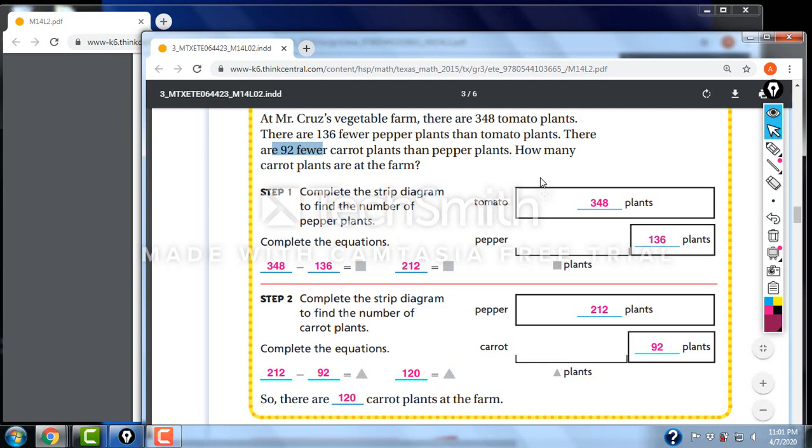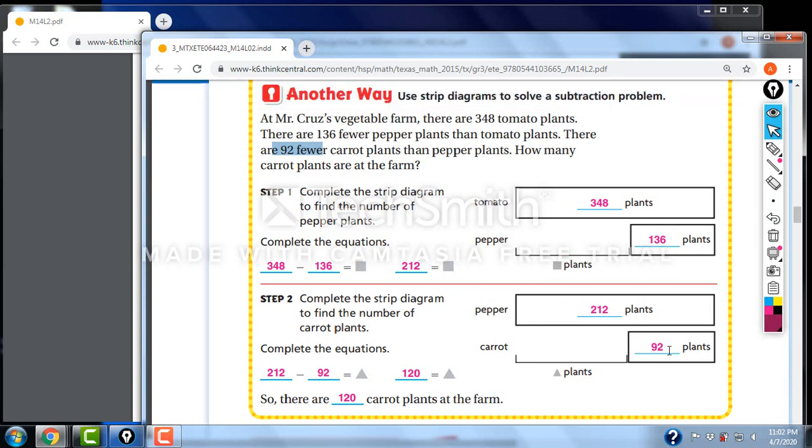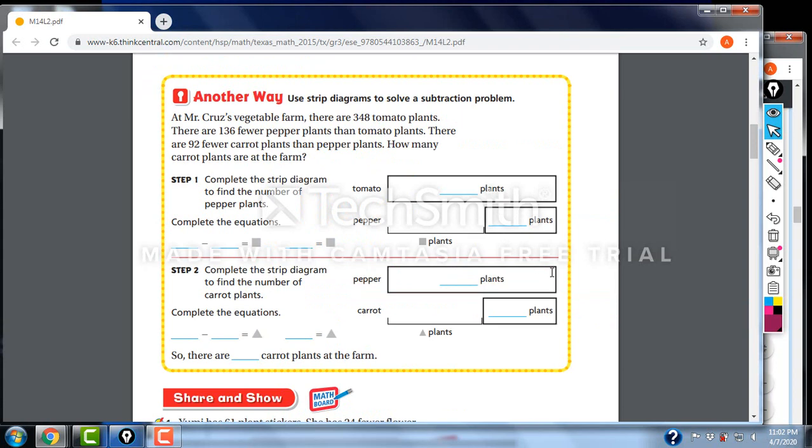Okay, so this is how we fill this out. First, we have to figure out how many pepper plants there are. Once we know how many pepper plants, we plug that in here, and we know that there's 92 fewer carrot plants. So if we know there's 92 fewer carrot plants than pepper plants, then we subtract those two and get this answer. Good job.